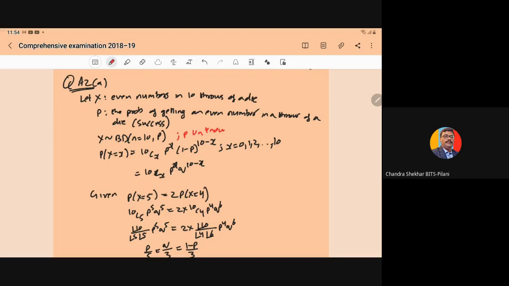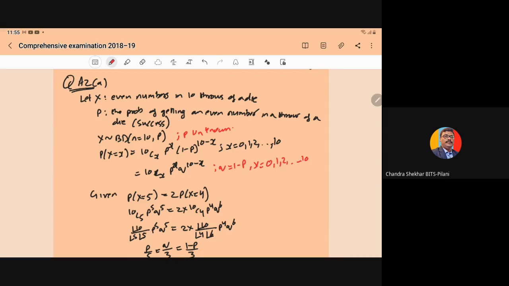So the probability mass function, PMF, for the binomial random variable X is P(X = x) = 10Cx p to power x (1 − p) to power 10 − x for x from 0, 1 up to 10. That can also be written as 10Cx p to power x q to power 10 − x, where we are representing q as 1 − p, and x varies from 0, 1, 2 up to 10.